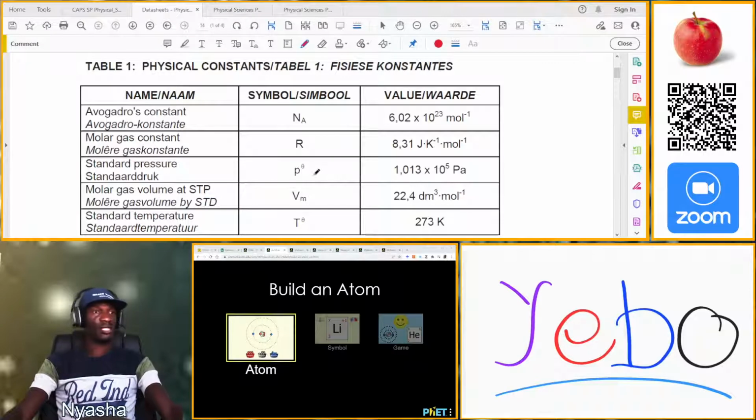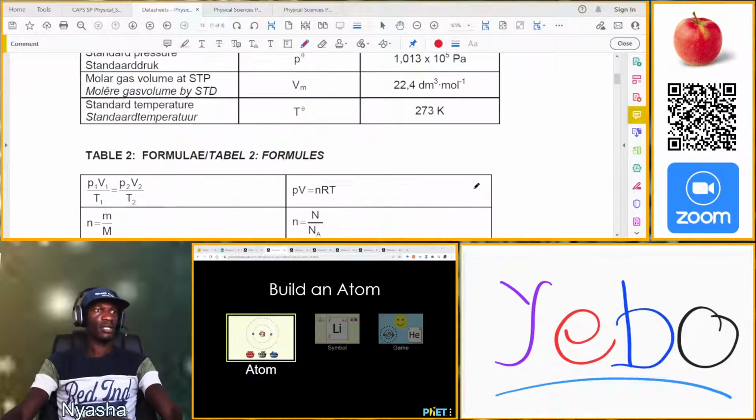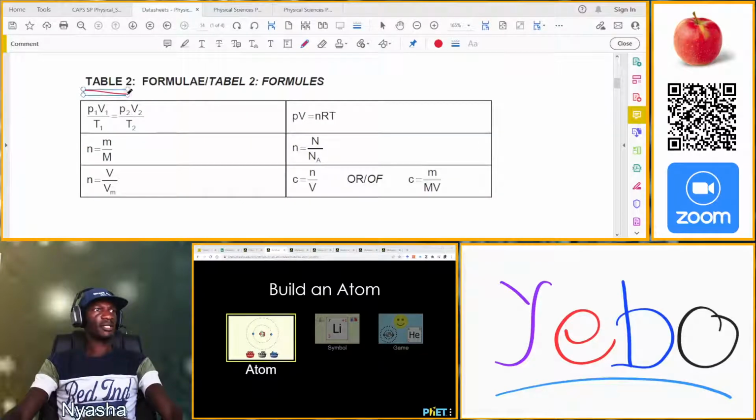Then you've got the molecular gas constant. Depending on the topic, you might use it, you might not. Standard pressure, that's our atmospheric pressure. And we've got Vm, which is the molar gas volume at standard temperature and pressure. And you've got your standard temperature, which is 273 Kelvin. Then the second table is just formulae, the common equations that you use.